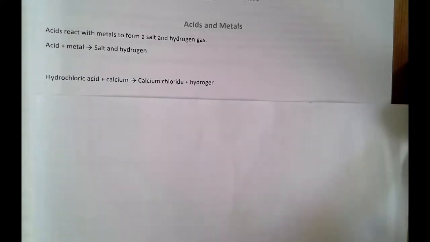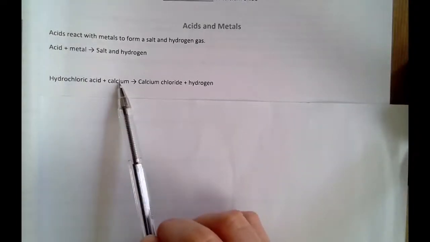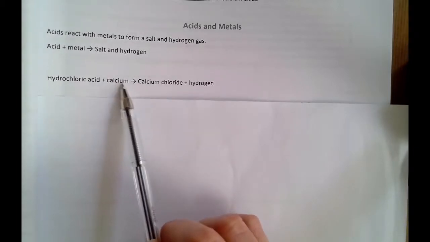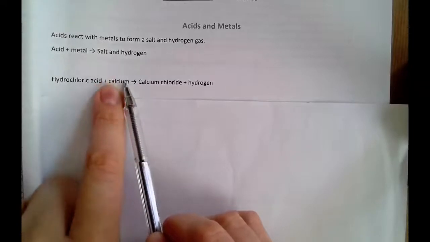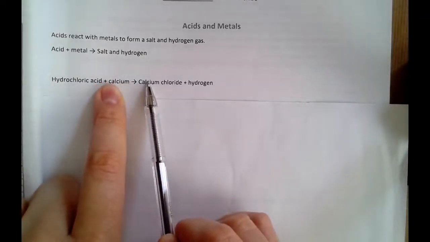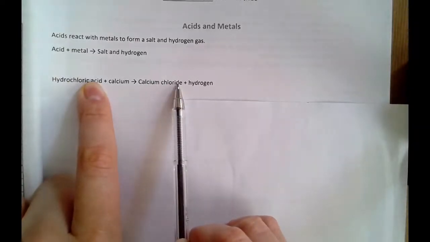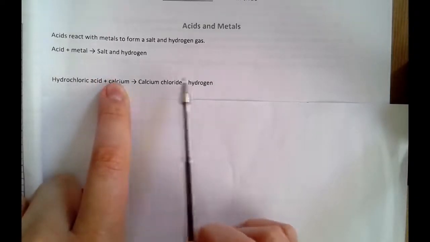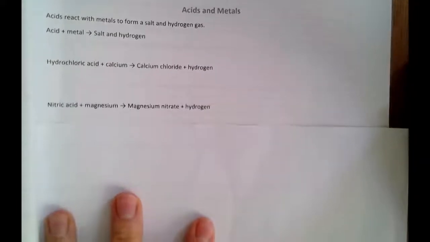The name of the salt is going to be exactly the same as what we've just seen. So instead of having a base, I've just got a metal. So it's not followed by the word oxide, hydroxide, or carbonate. It's just a metal by itself. But I take that metal and it's going to form the first word in my salt. Then because it's hydrochloric acid, the second word in my salt is going to be chloride. Because it's a metal and not a base, I'm forming hydrogen as my other product, not water.